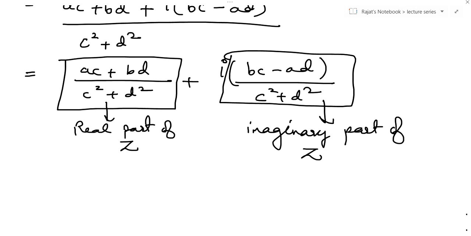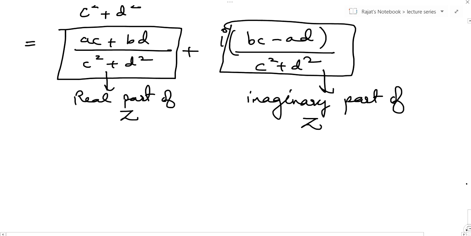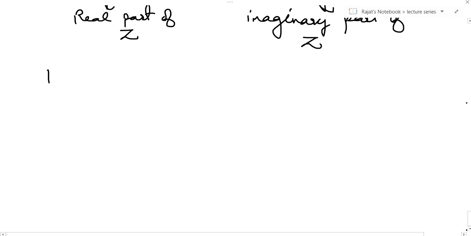So for rationalization, if you have a complex number, you multiply and divide it by the conjugate of the denominator, then you do the basic algebra, and then you just separate the real and the imaginary part. Very simple. Next I'll come to higher powers of a complex number.